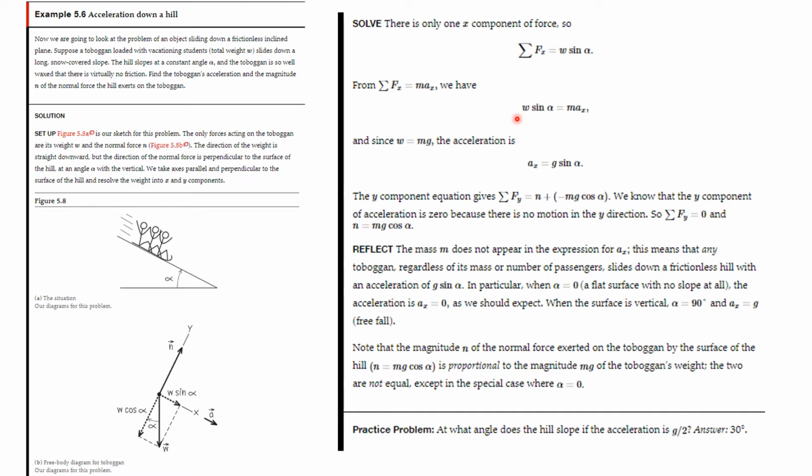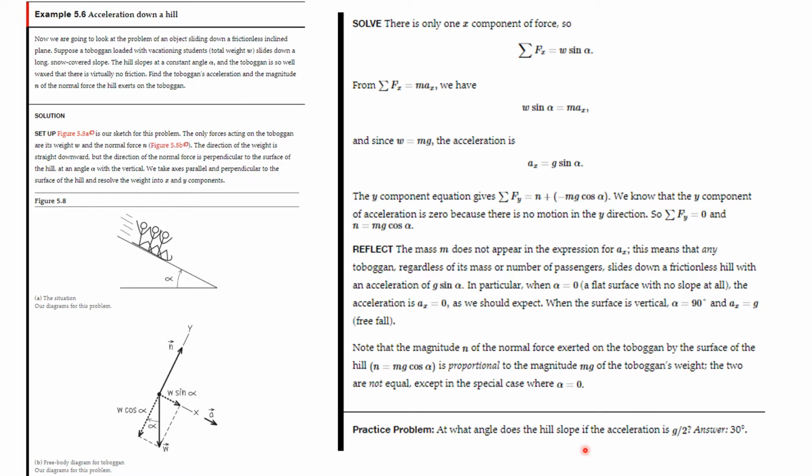Now W is equal to m times g, so the m's will cancel out, and you can solve for a_x, which is going to be g sine alpha. Now the y component says that the normal force minus mg cosine alpha is equal to 0, so the normal force is equal to mg cosine alpha.